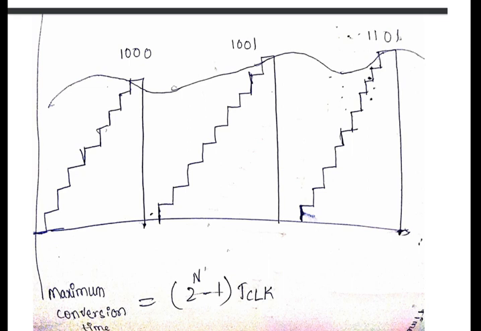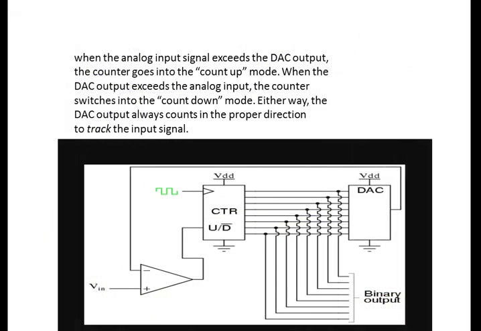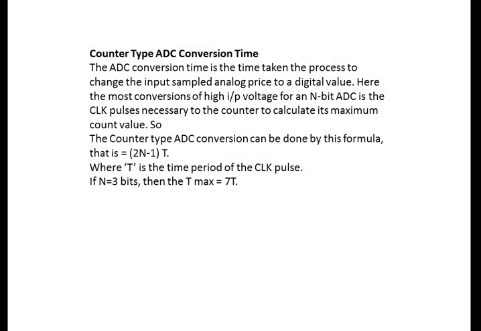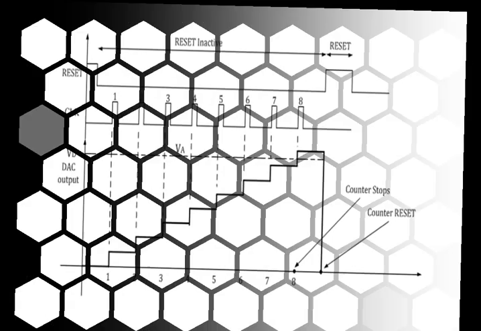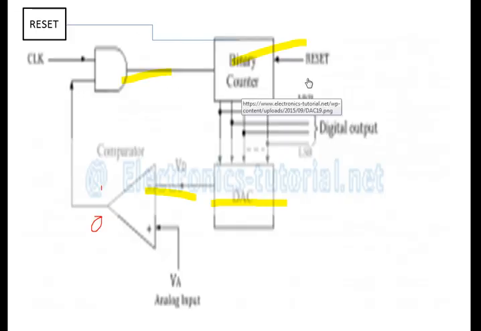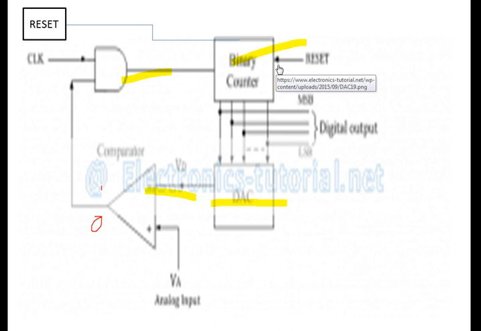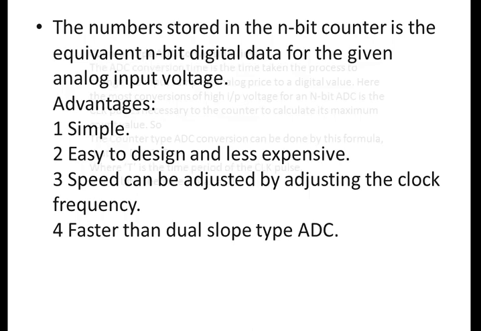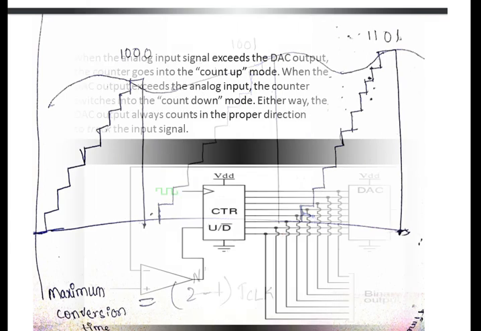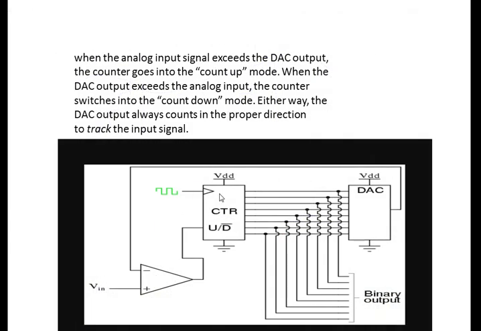So in order to overcome this disadvantage, we are going for the tracking type ADC, servo tracking ADC or tracking type ADC. So in tracking type ADC, what we are doing is, in place of the binary counter, I am replacing this binary counter with the up down counter. So if I want to count some number 100, that is nothing but 8. So it will count up to 8.